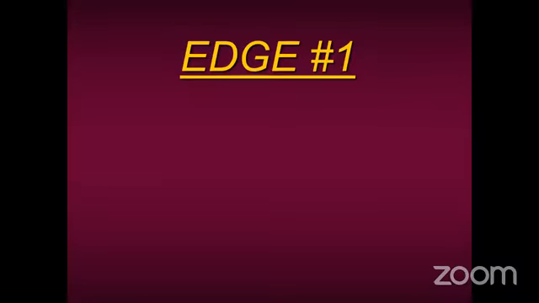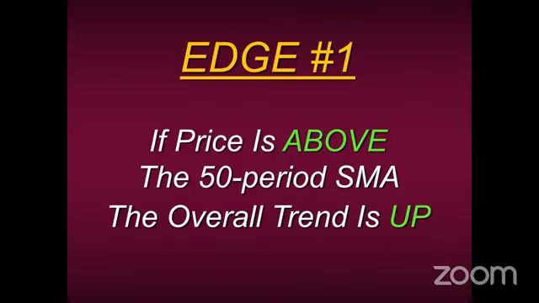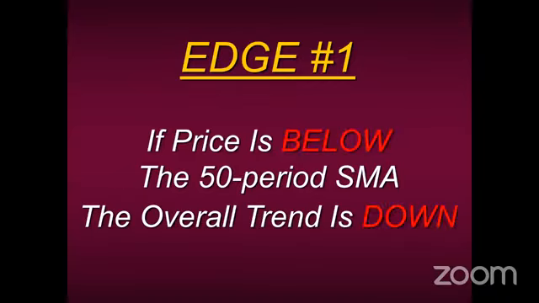So edge number one, if price is above the 50-period simple moving average, the overall trend is up. That's it. You don't need to look at two different time frames. You don't need to look at support and resistance. You don't need to look at patterns, higher highs, higher lows. That's it. If price is above the 50, the overall trend is up. And conversely, if price is below the 50-period moving average, the overall trend is down.